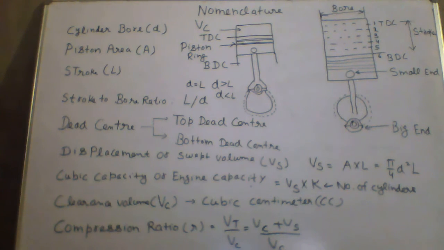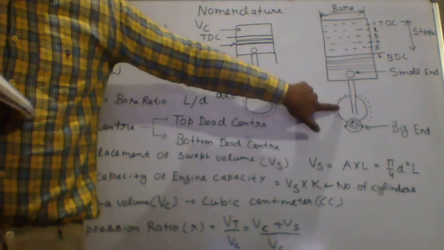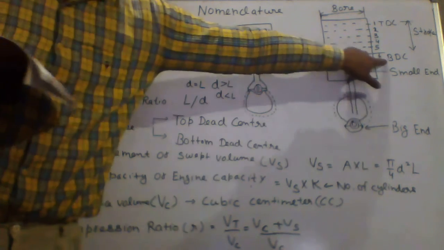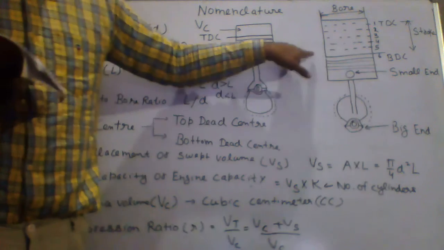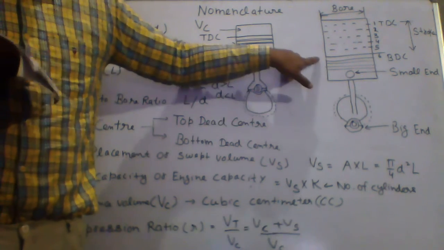Bottom dead center is when the piston is nearest to the crankshaft. It is denoted by BDC. Okay, so here you can see in this diagram, this piston is nearest to the crankshaft, and this is your BDC, bottom dead center.